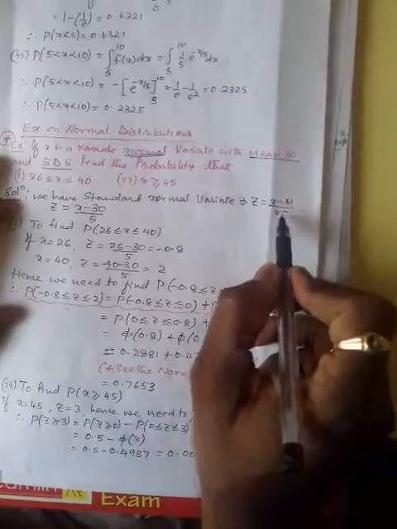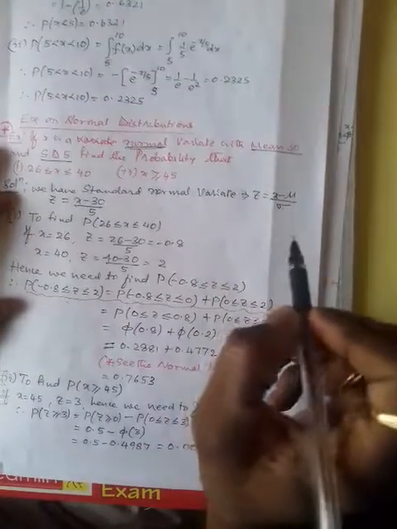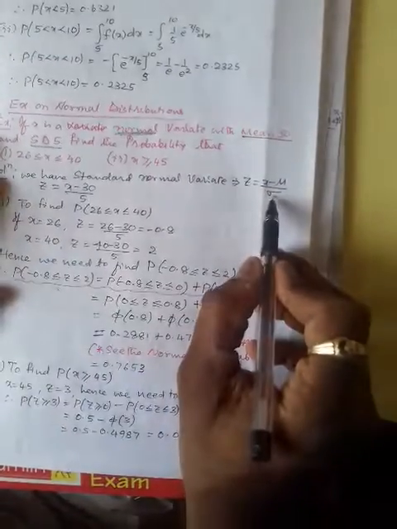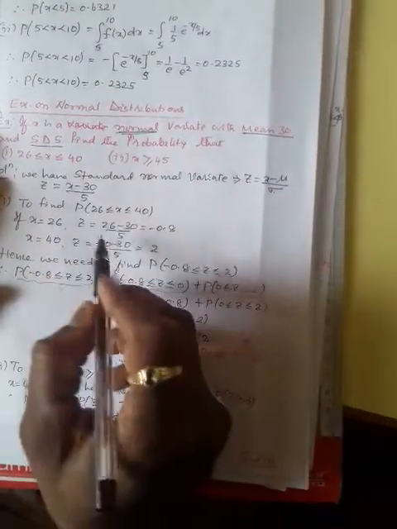Okay, since we are engaging the normal distribution, we have the standard normal variate, that is z is equal to x minus mu upon sigma. Therefore z is equal to x minus 30 upon 5. Mu means what? Mean is equal to 30 and standard deviation is 5, x minus 30 upon 5. Therefore go for the first condition.